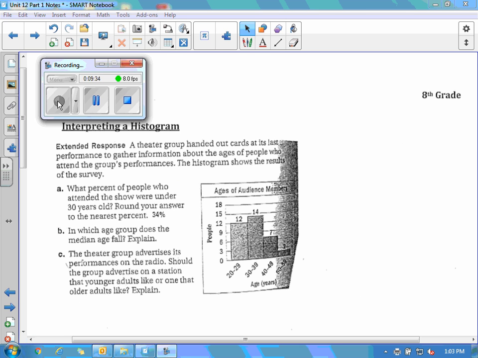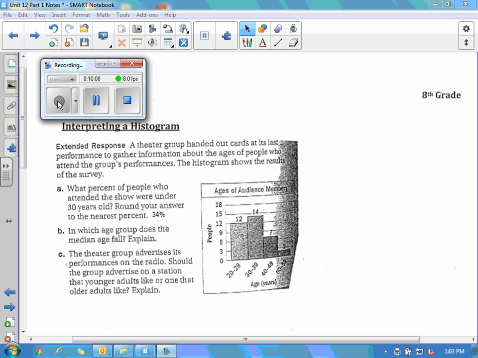Okay, looking at the last page on here, we're going to look at interpreting a histogram. So it says the theater group handed out cards at its last performance. You got information about the ages of the people who attend the group's performance. The histogram shows the results. So if you look, the number of people on the left and their age intervals are on the bottom. So if you look, they also have their bars touching each other because the ages go one to the other. So it says, what percent of people who attended the show were under 30 years old? Round your answer to the nearest percent. I have no idea why the answer is there. But let's look at how to figure it out.